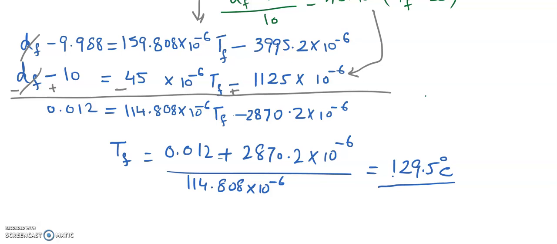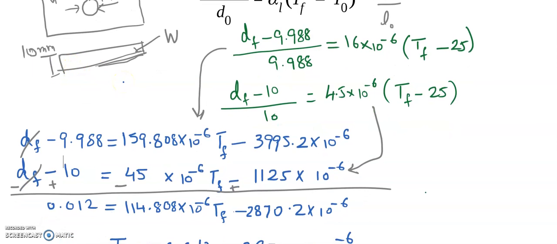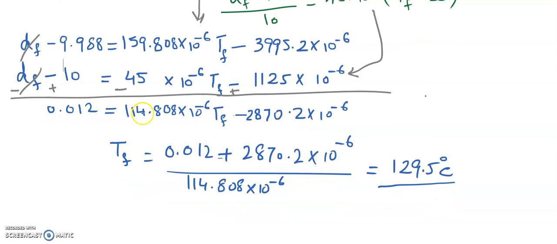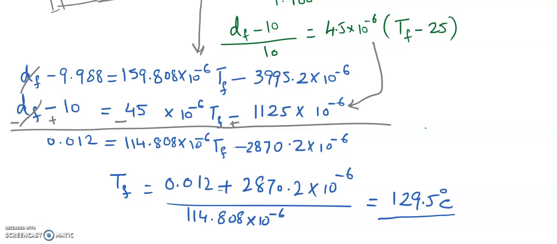So at that temperature, the expansion in both metals becomes such that the steel hole will increase from 9.988 millimeter to some diameter, and then this tungsten 10 millimeter will increase to some diameter. So what will be that diameter? Additionally, we can also find it. We can input the value of TF in any of these two equations, and then we can find the value of DF.